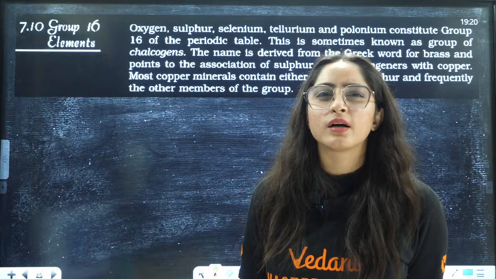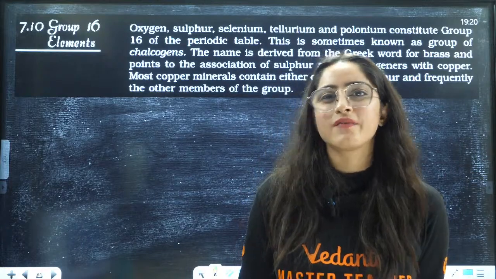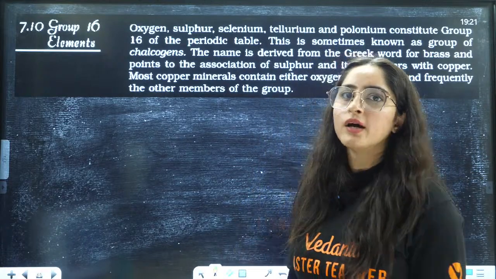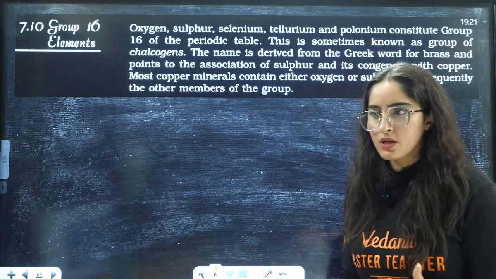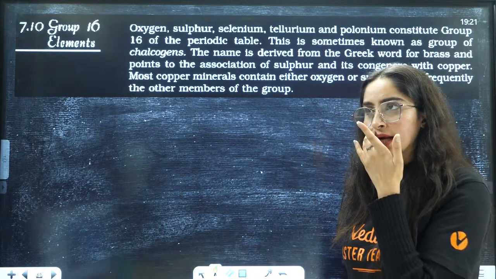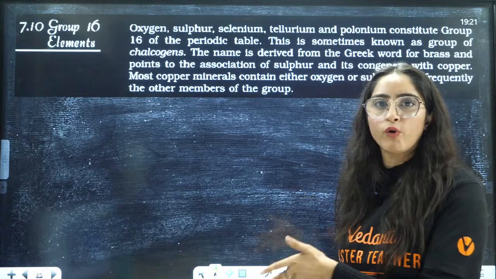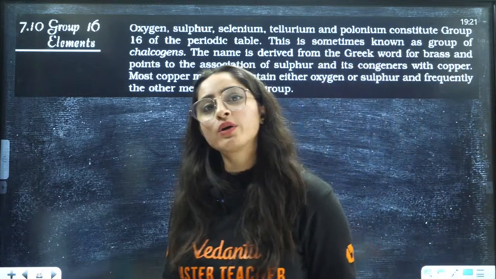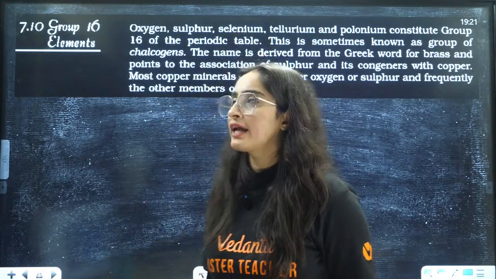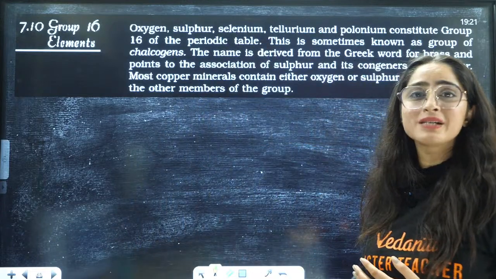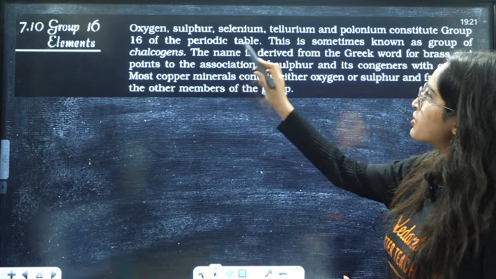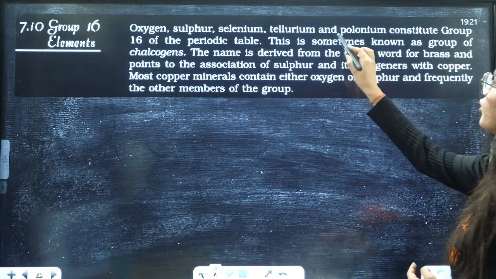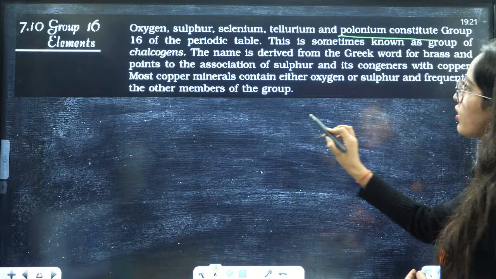Let's not see the compounds here, because compounds are eventually not very important for you. The important thing is the exceptions. Compounds I am teaching you so that you can know what to do and what not to do. What I am asking you to do is the maximum that you need to do. So group number 16 elements: oxygen, sulfur, selenium, tellurium, polonium. These are the constituents.